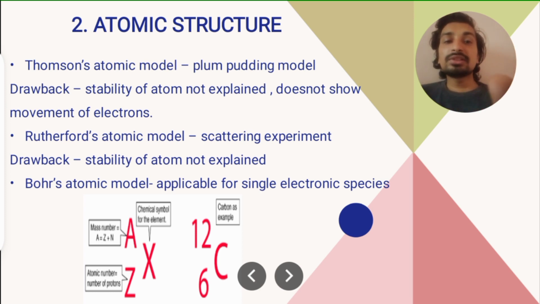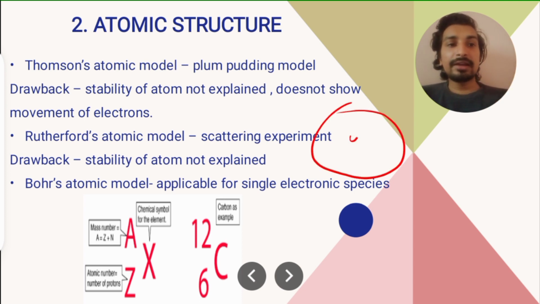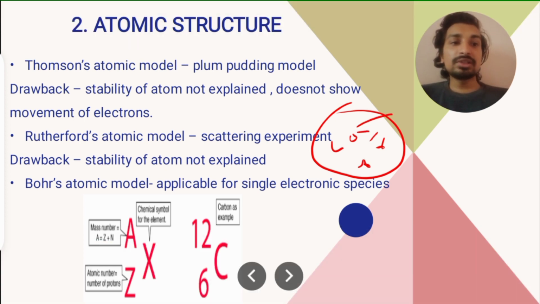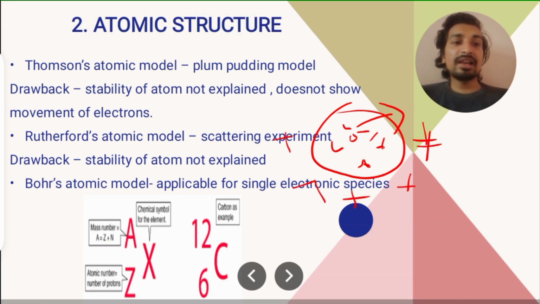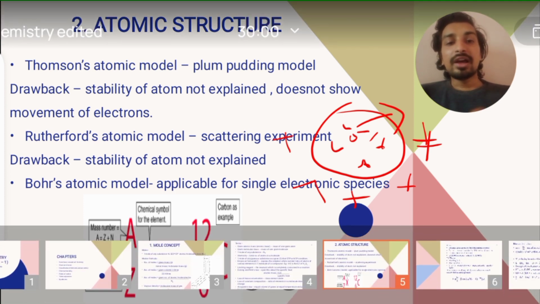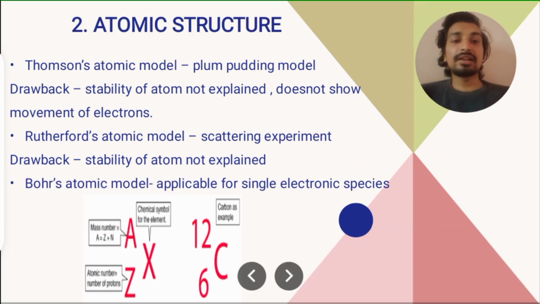There was a person called Thomson. This Thomson told us the plum pudding model. What did he tell? He told us that the atom is like a watermelon with seeds embedded in it, the electrons embedded in it. So it is a positively charged atom. The entire thing is positively charged, and the seeds are like seeds in a watermelon, and those seeds are electrons. Like that he gave a model.